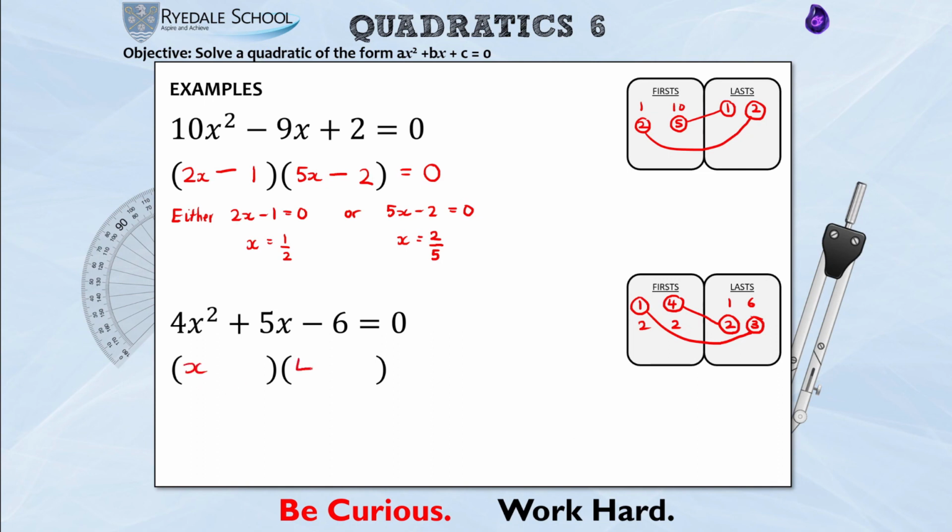So we have an x with 4x for my firsts. I need the 1x to times by 3. So 3 in the opposite bracket. And I need the 4x to times by 2. To make sure that this is positive 5x and not negative 5x, it's going to be plus 8x take away 3x that will get us the positive 5x equals 0. So either x plus 2 equals 0. That's a nice easy answer of x equals negative 2. Or 4x take away 3 equals 0. And that gives us an answer of 3/4.